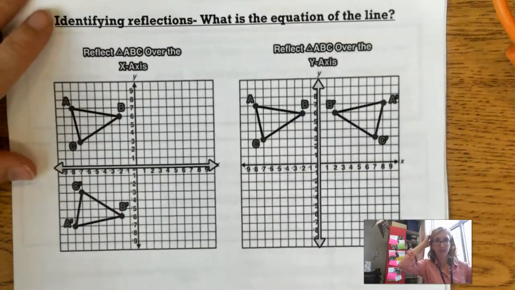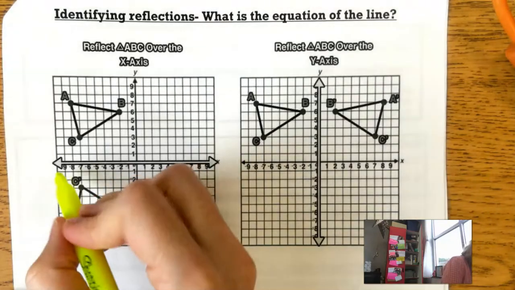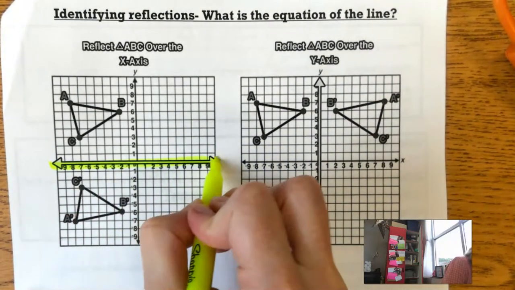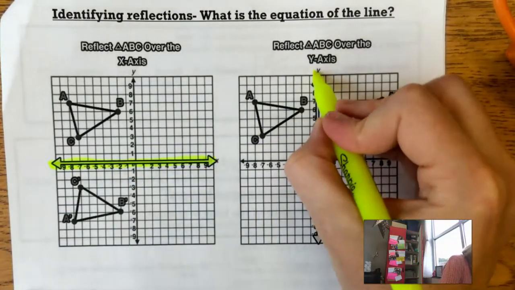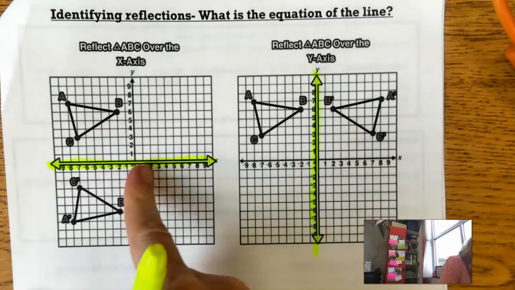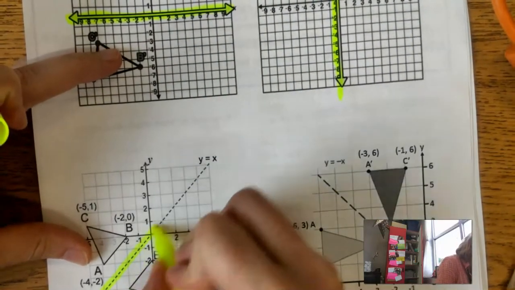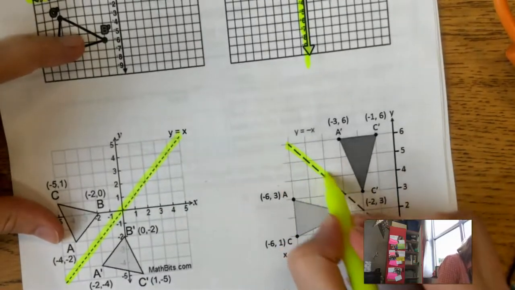All right? Identifying reflections. So what we're doing here is figuring out the equation of the line of reflection. It looks like they're drawn for us in all these pictures, and you can kind of confirm, like that's flipping over the y-axis, x-axis. This is flipping over the y-axis. This one's flipping over this diagonal line.